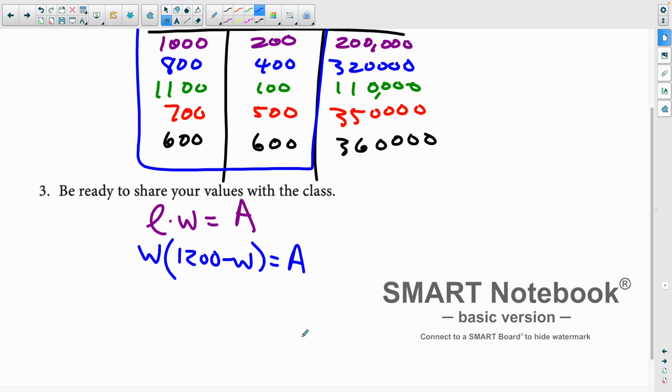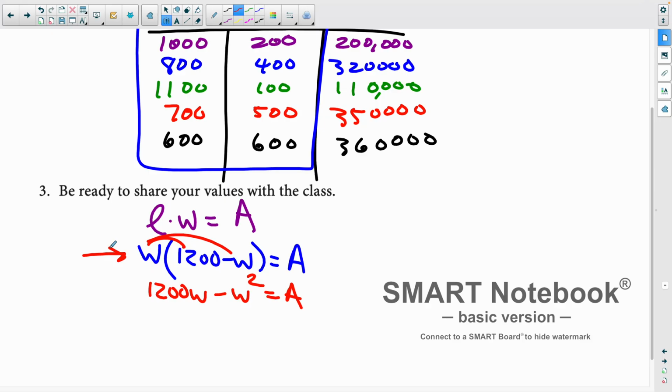Now, many of you don't like the way that the blue is written. How could I rewrite that? Could I distribute? So 1,200 W minus W times W is W squared. What type of model is that now? Not exponential. That is quadratic. It's hard to see that in the blue that it's quadratic, but when I write it in the red, it looks quadratic.